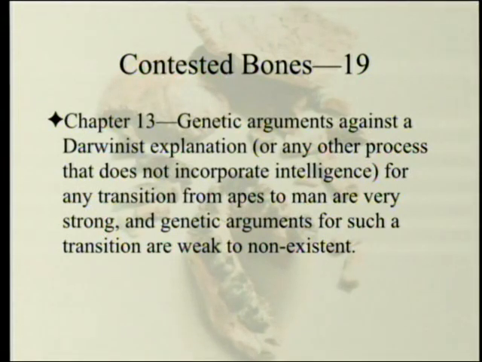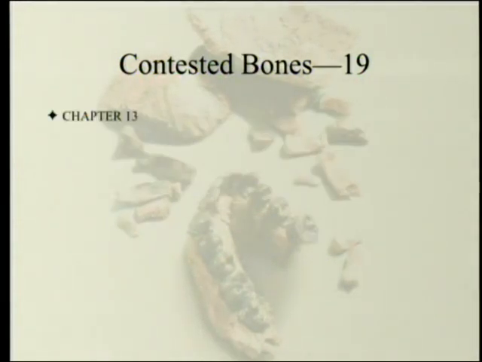Chapter 13 delves into Sanford's area of expertise, noting the genetic arguments against the Darwinist explanation or any other process that does not incorporate intelligence for any transition from apes to man are in fact very strong, and genetic arguments for such a transition are weak to non-existent. And now we're in chapter 13.